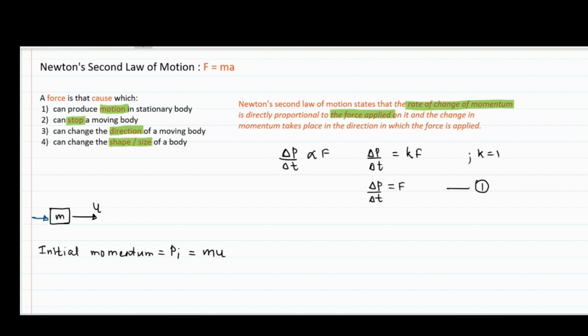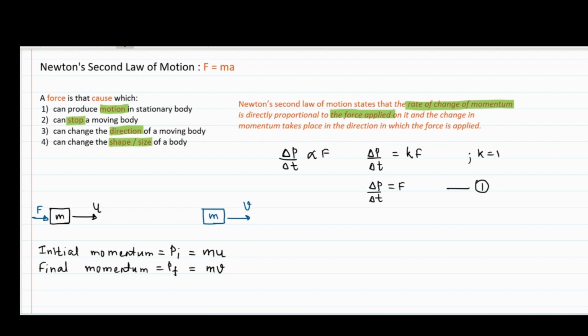Now consider that a force is applied. If we want to change the velocity of the object, a force is needed. So consider that the force is applied on this particular mass for time t, due to which the speed of the object changes from u to v. And consider that v is the final velocity after time t. So once we get the final velocity v, we can find out the final momentum. So final momentum is Pf, that is mass times velocity, mv.